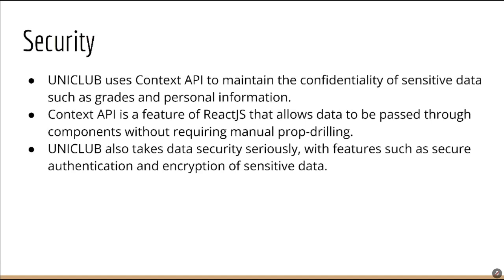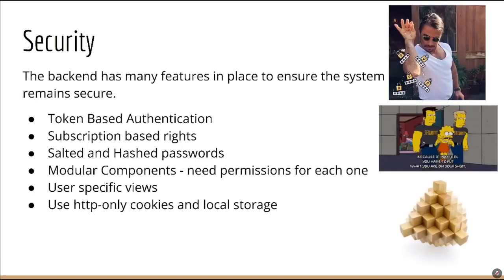Uniclub also takes data security seriously with features such as secure authentication and encryption of sensitive data, which I'll get to when I discuss the backend right now. So the backend has many features in place to ensure the system remains secure. As I mentioned, we have secure token-based authentication between the front end and back end, and this uses two tokens. One's an HTTP-only cookie token, and another is one stored in local storage.